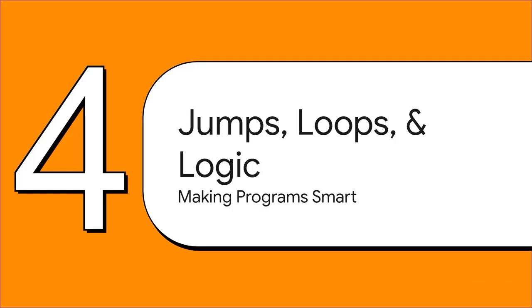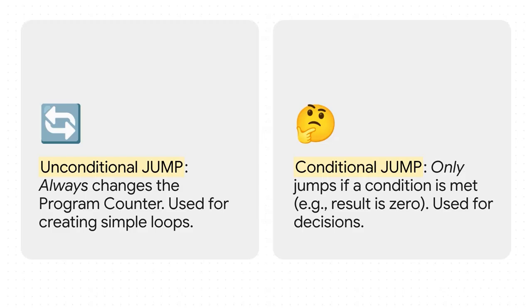But programs do a lot more than just run in a straight line, right? The real power, the thing that makes them feel smart, is their ability to make decisions and repeat tasks. So, how do they do that? They do it with something called jump instructions. An unconditional jump is simple. It just forces the program counter back to an earlier spot in the recipe, creating a loop. But the conditional jump, that's where the real magic happens. It only jumps if a certain condition is true, like, say, if the last calculation resulted in 0. This right here, this is the bedrock of all decision-making in software.